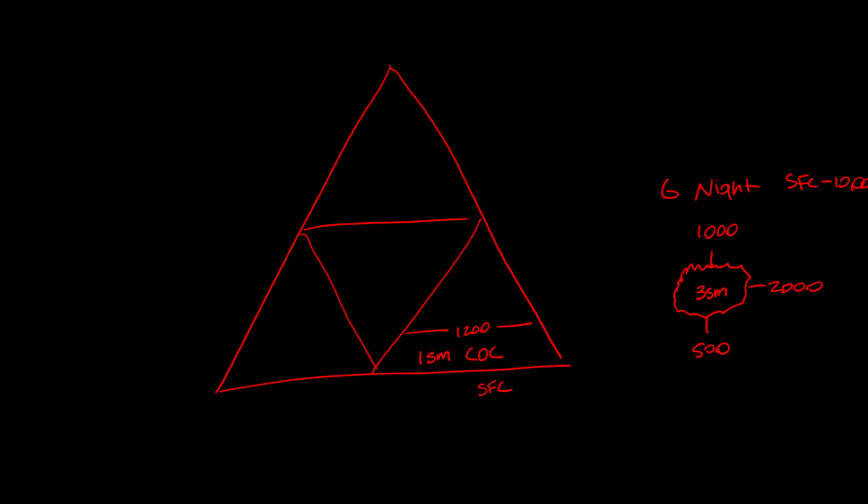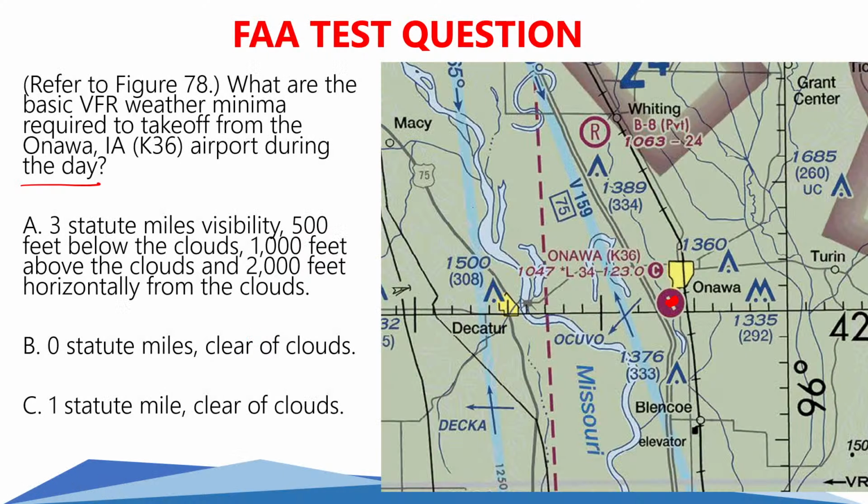So going back to the answers here, the best answer, or really the only answer that's going to work in this case, is C, which is 1 statute mile clear of clouds. If I changed this and said this is at night, then the answer becomes A. But in this case, that is a daytime question. So good job, everybody. All right, let's go ahead and move on.